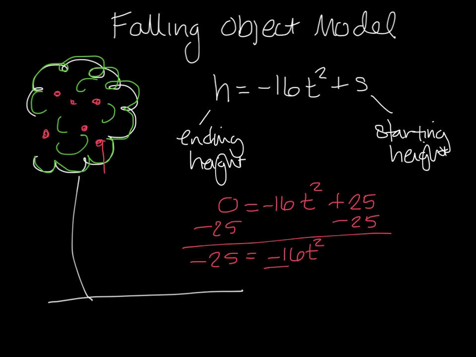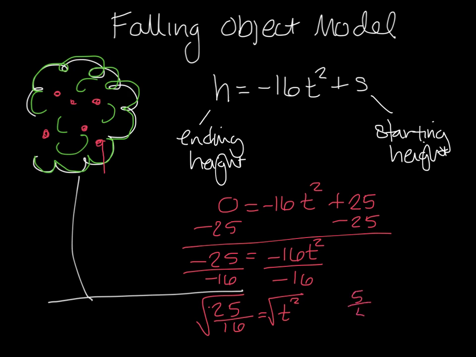Then I want to get rid of the negative 16, so I'll divide by negative 16. So I have 25 over 16 equals t squared. Then we will square root both sides to get rid of that. The square root of 25 is 5. The square root of 16 is 4. And we're going to do a plus or minus, equals t, because the square root and the square canceled.